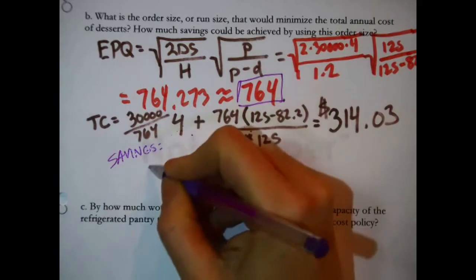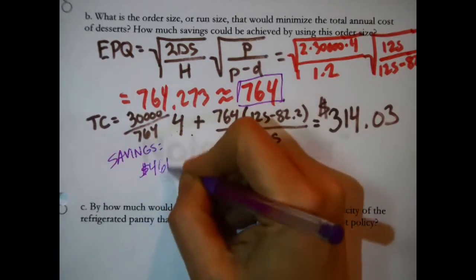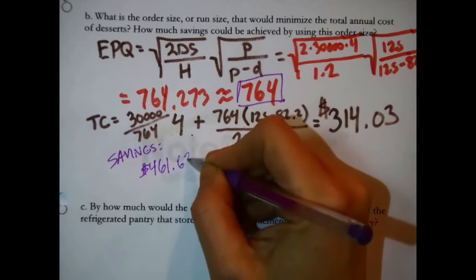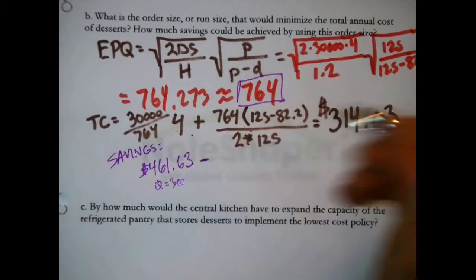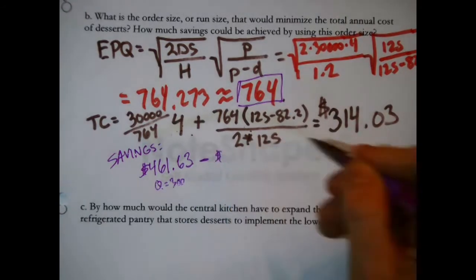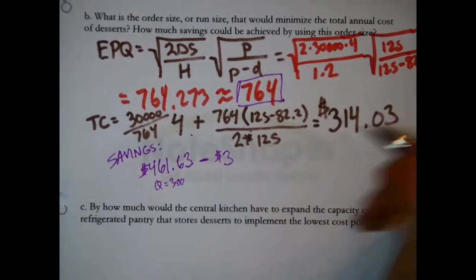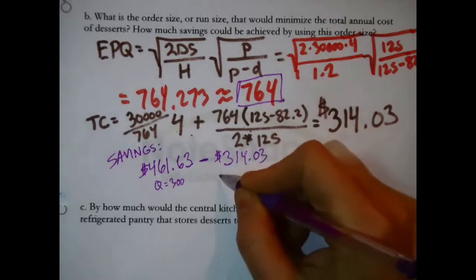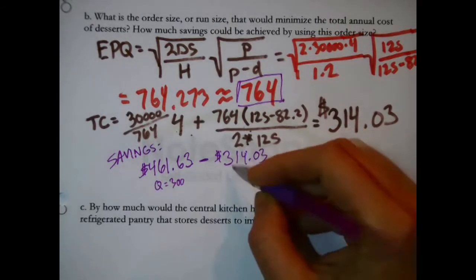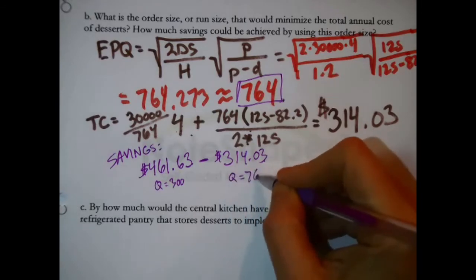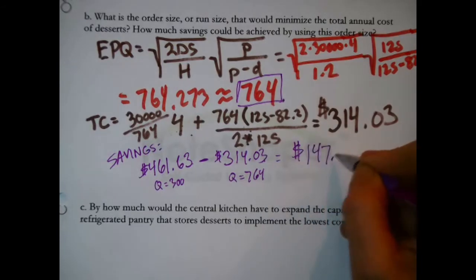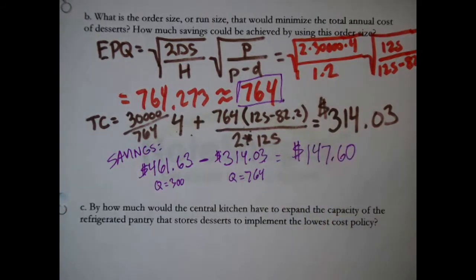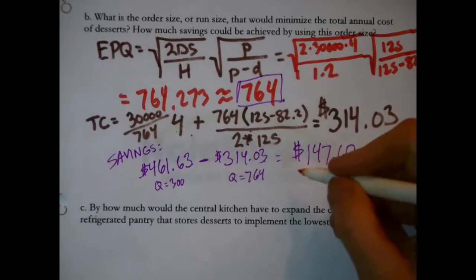Well, we found out previously that I get like $461.63. That's the Q equals 300, right? And if you were to change your policy and start making them 764 at a time, that would only cost $314.03, right? That's the Q equals 764. Revealing a savings of about $147.60. That's the savings. Considering what they're doing right now, that's the savings of using the EPQ.